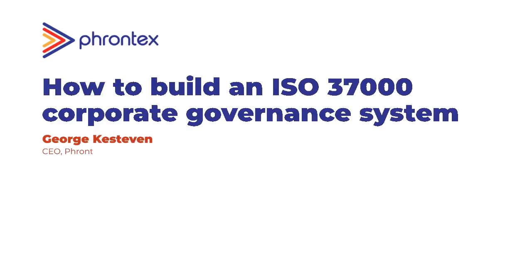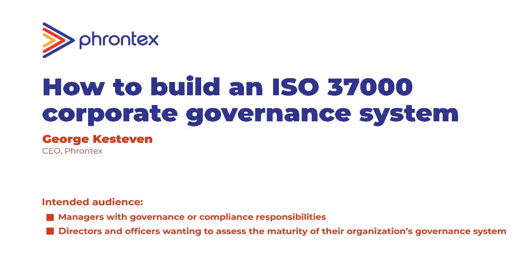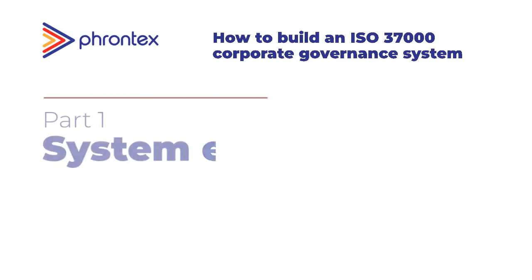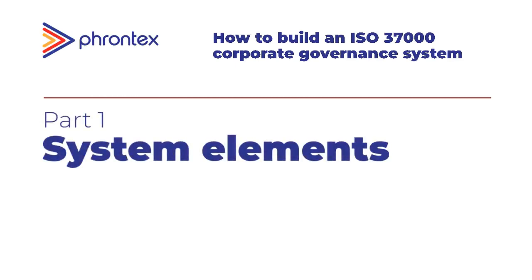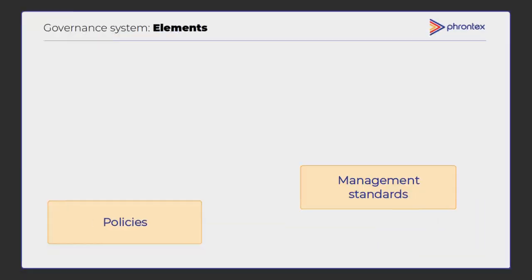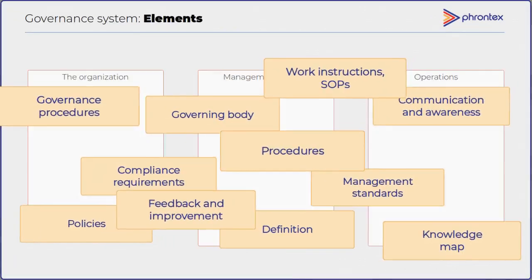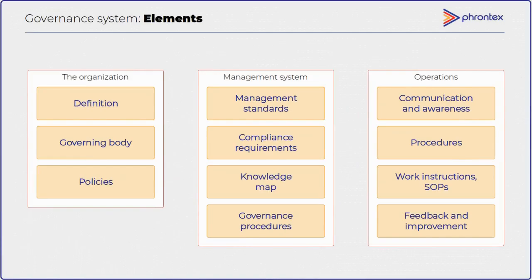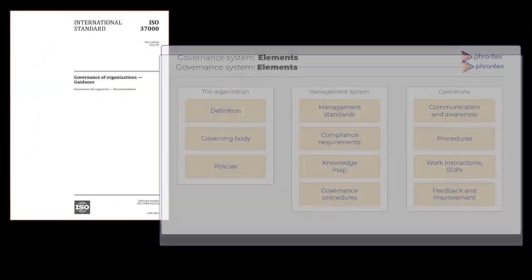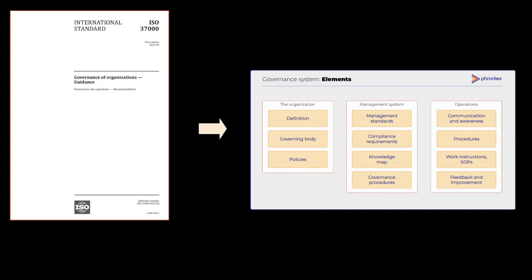This series of videos explains the Frontex method for creating and documenting an effective corporate governance system. This first video presents the big picture, the set of elements you need in a corporate governance system, what they are and how they fit together. This design follows the best practice guidelines in ISO 37000, Governance of Organizations.